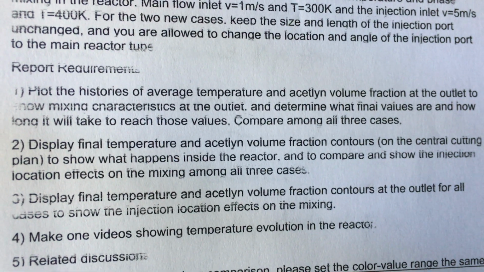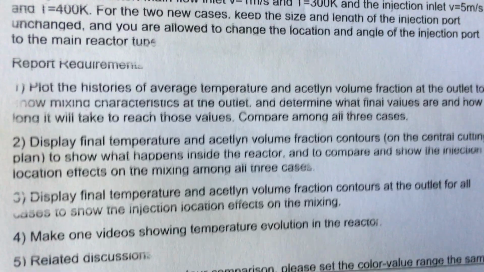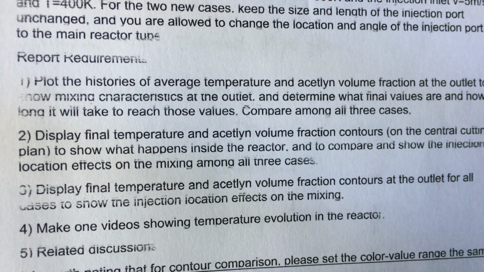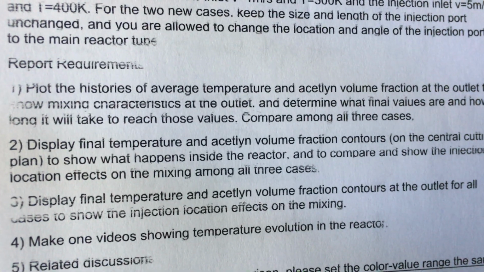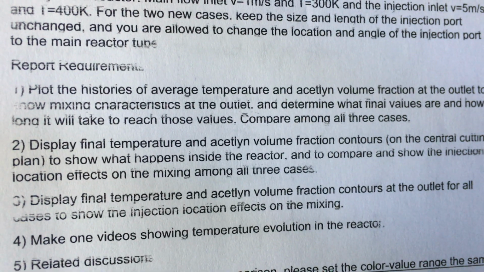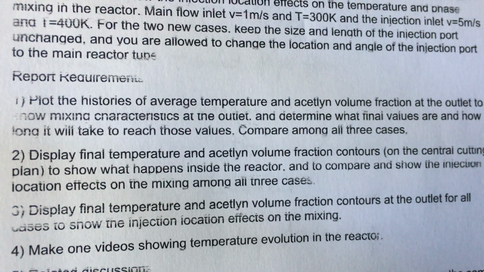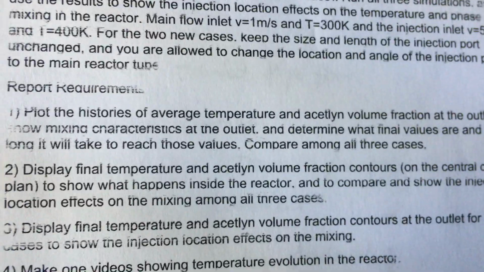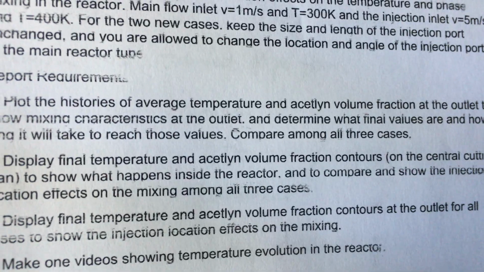So you have to do an average. When you create a monitor, I think the tutorial already shows you how to create an average temperature monitor at the outlet, for the outlet average temperature as well as the outlet average volume fraction of acetylene. So the two monitors capture average data at the outlet. That's what I want you to output at the outlet. I want you to show and compare between the three cases.